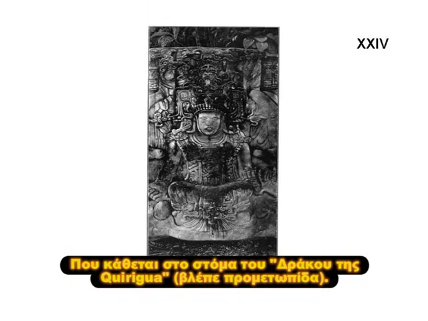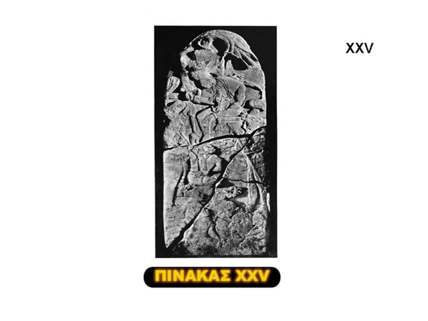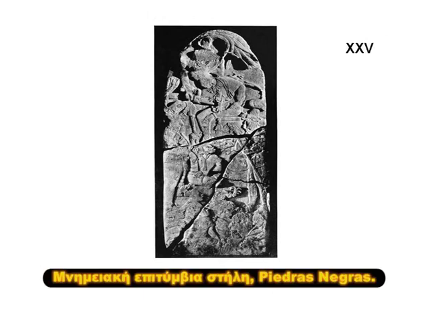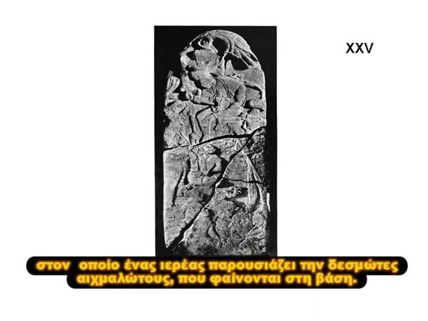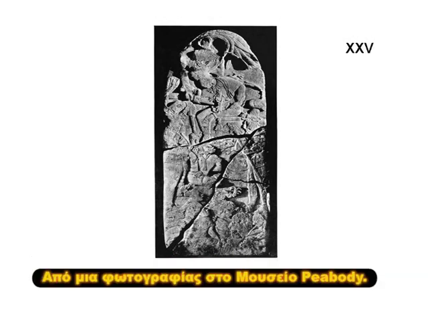Plate 24. Image of a youthful deity with elaborate headdress seated in the mouth of the dragon of Quirigua, see frontispiece. After a photograph in the Peabody Museum. Plate 25. Monumental stela, Piedras Negras. This superb relief shows a divinity with quetzal plume crest, to whom a priest is presenting the group of bound captives, shown at the base. After photograph in the Peabody Museum.